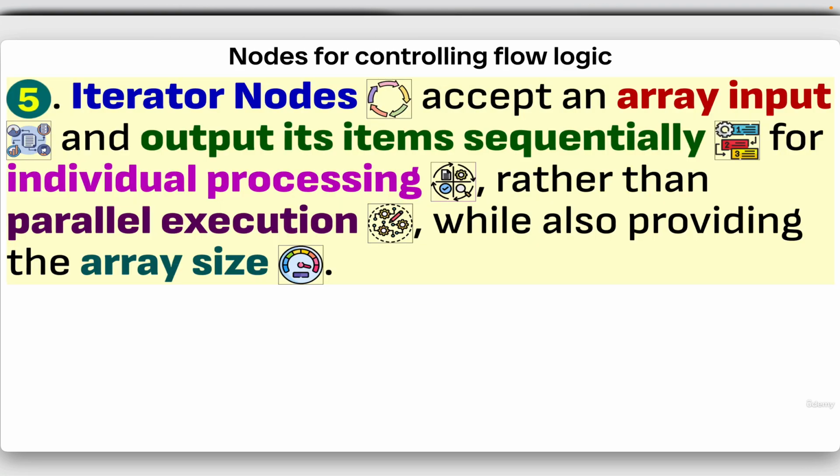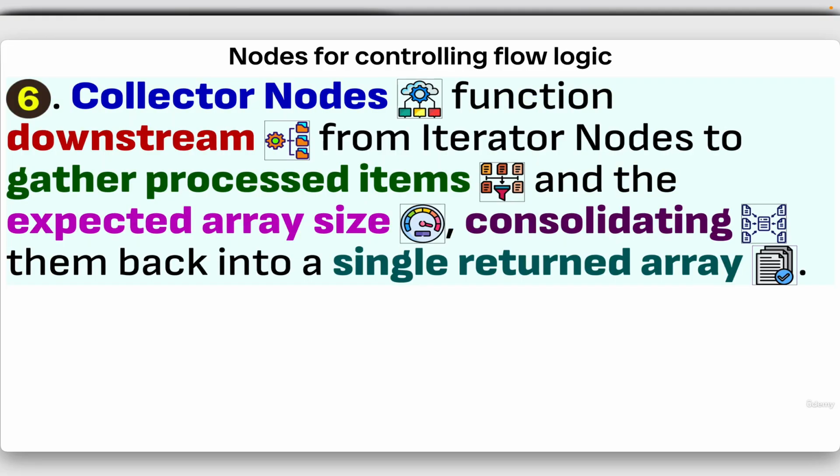Iterator nodes accept an array input and output its items sequentially for individual processing rather than parallel execution, while also providing the array size. Collector nodes function downstream from iterator nodes to gather processed items and the expected array size, consolidating them back into a single returned array.